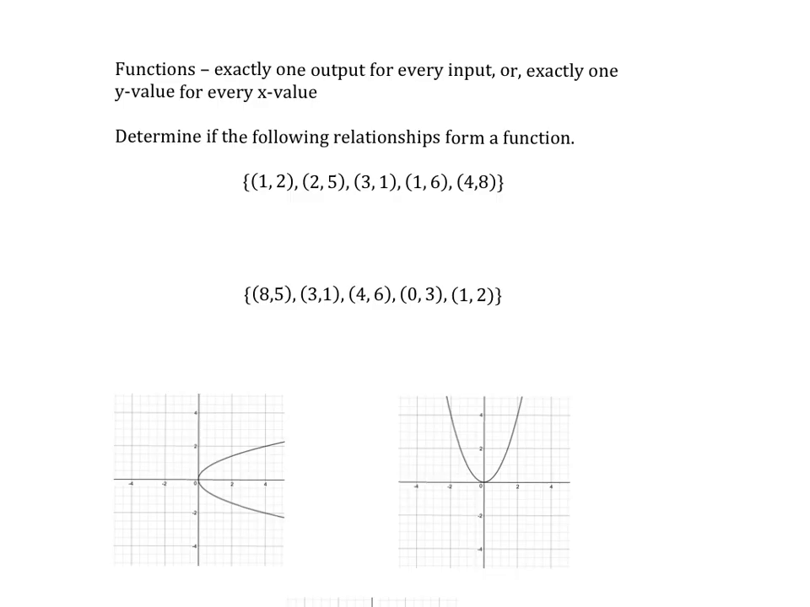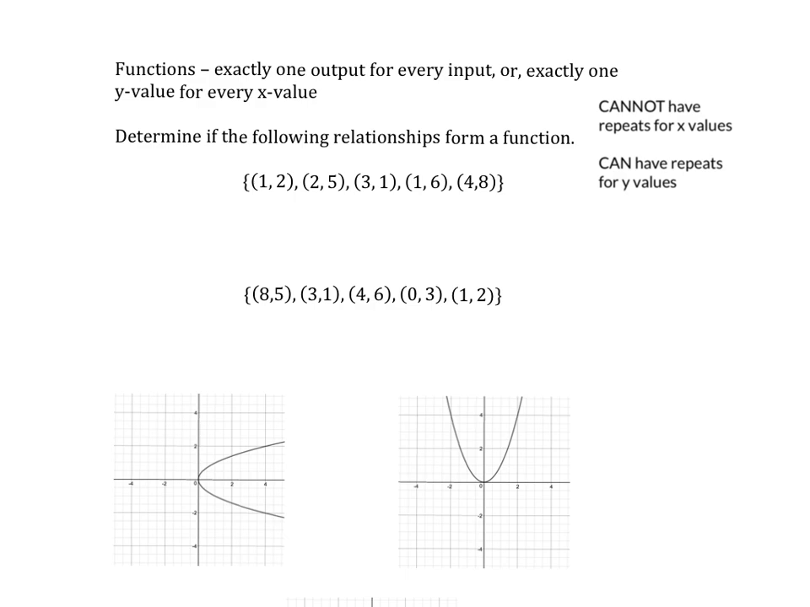Now let's take a look at functions. There is exactly one output for every input, or exactly one y value for every x value. This means we cannot have repeats for x values, but we can have repeats for y values. And we'll take a look with the following examples below. So let's determine if the following relationships form a function.